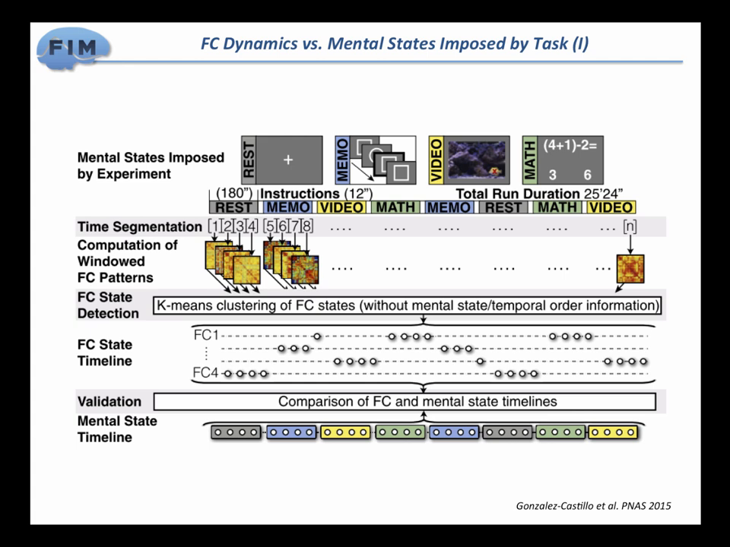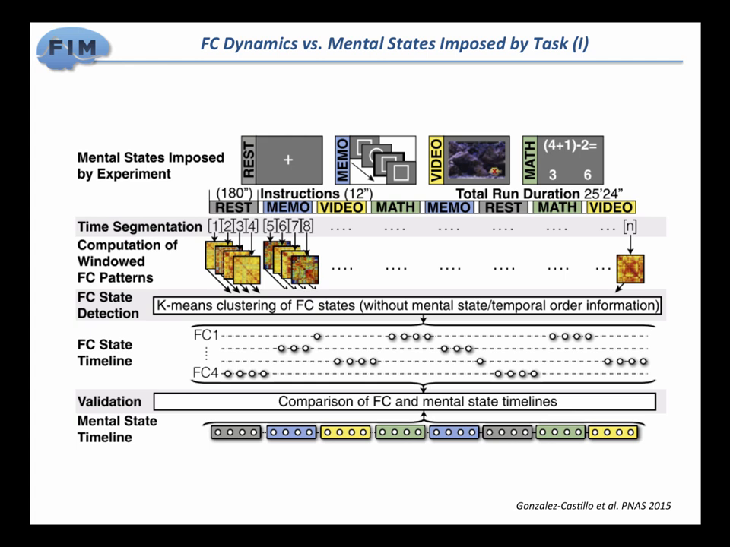We can take those, put it all together with no information about what the subjects were doing, and give it to a clustering algorithm. I will have to do the math, but whatever, say 60 vectors, assuming I have 60 windows, and I give it to an algorithm and say group it in 4 groups, with no information about when in time those things are coming or what was the task that was being done.